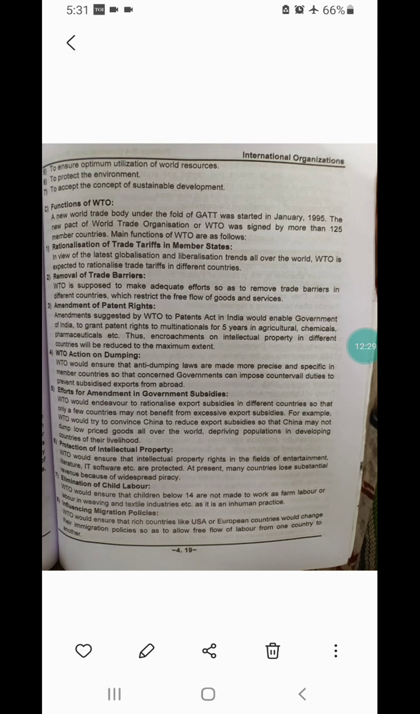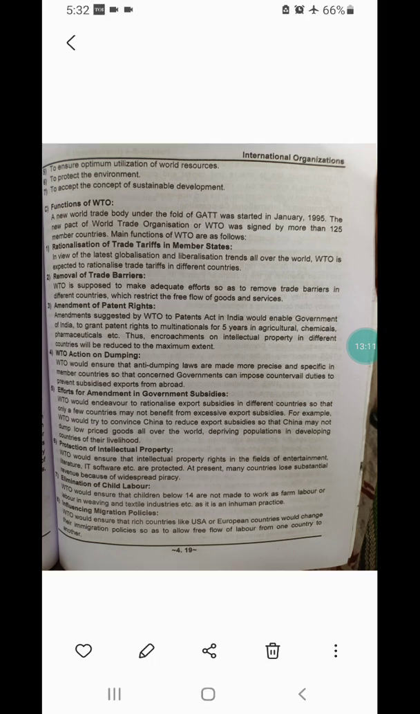See, amendment suggested. Now what does WTO say? A few changes into the Patent Act in India, so that it would enable the Government of India to grant patent rights to multinationals for 5 years in the field of agriculture, chemical, pharmaceutical, etc. Thus, encroachment on intellectual property in different countries will be reduced to the maximum extent.